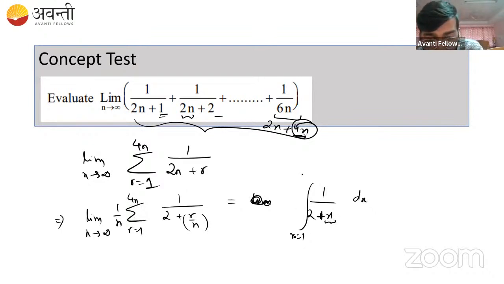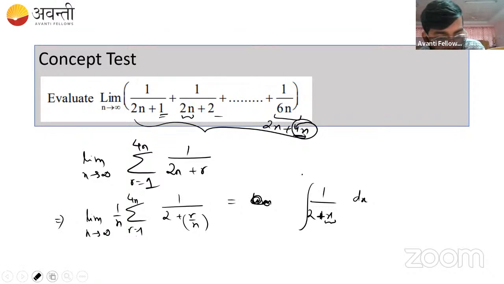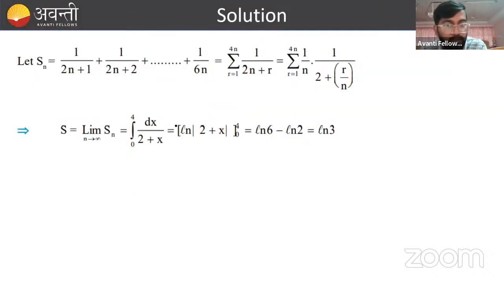So what will be the limit on x? x will go from 0, because for r equals 1, 1 by n is 0 as n is tending to infinity. And for 4n, this will go to 4. So this becomes exactly like the previous one. Let's see what's the answer. Till here we did. Now I applied ln mod 2 plus x. All right. So what we get is ln 6 minus ln 2, which becomes ln 3. I hope you guys understood this.